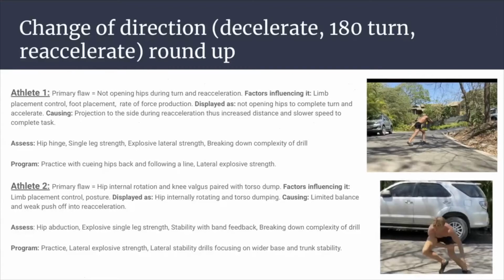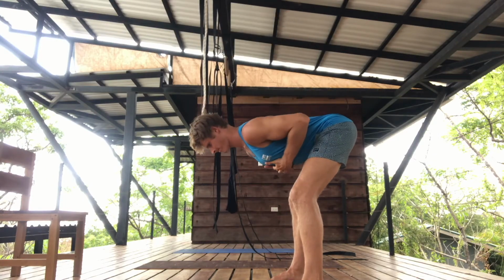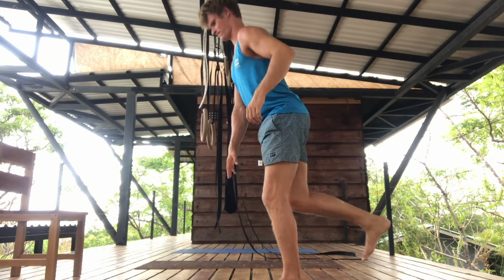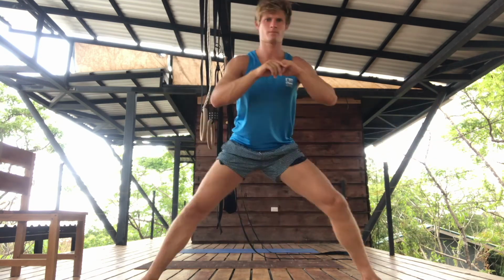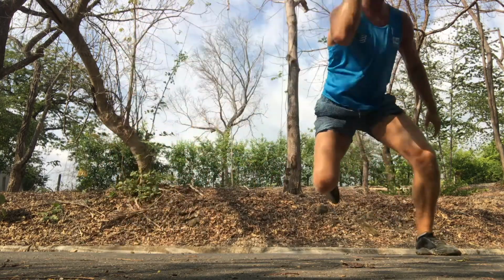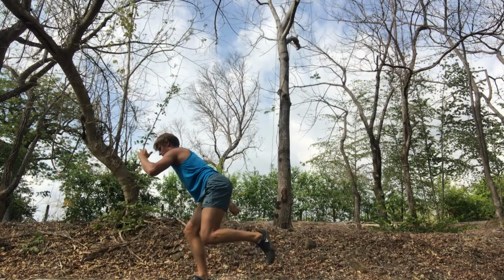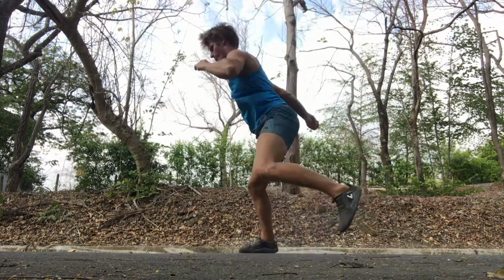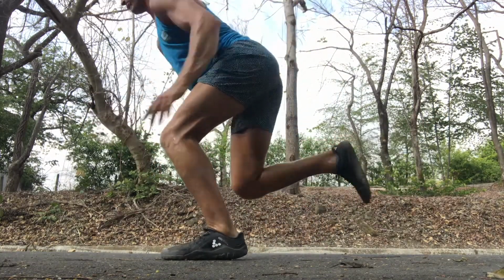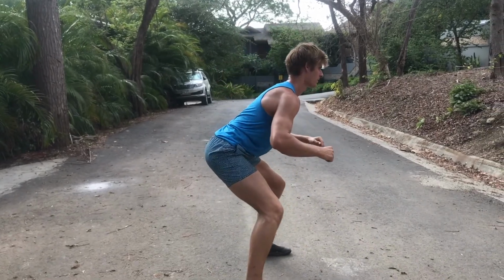To round up for change of direction, the primary flaw was not opening the hips during the turn and re-acceleration phase. Factors influencing it were limb placement control, foot placement, and rate of force production. What this caused was projection to the side during the re-acceleration, thus increased distance and slower speed to complete the task. To assess this, we look at the hip hinge, single leg strength, explosive lateral strength, and we'd also look at breaking down the complexity of the drill if the athlete is able to do the following 3. In terms of programming, we'd look at practicing cueing the hips back and also following a line.